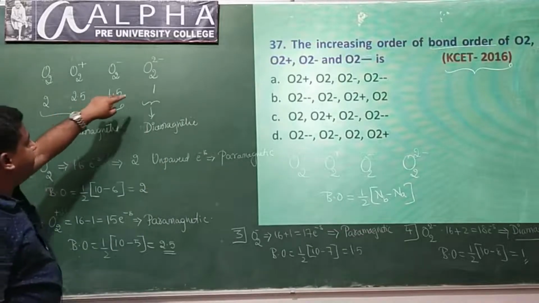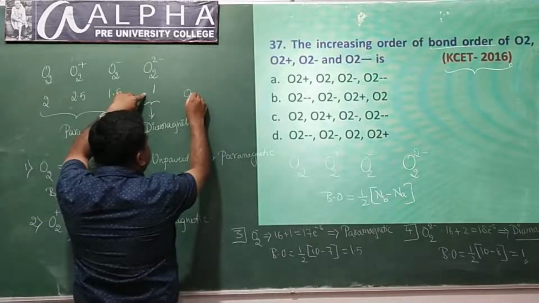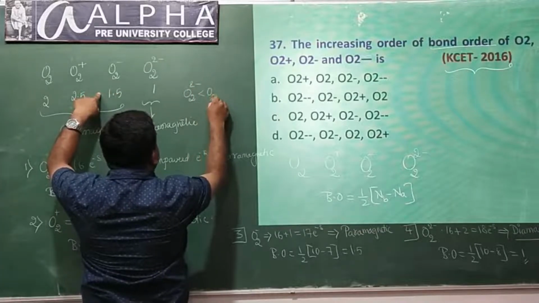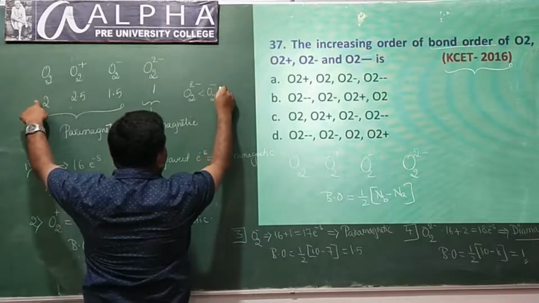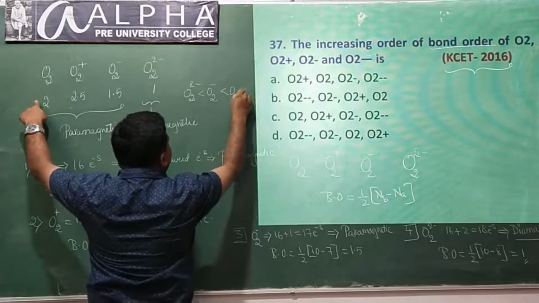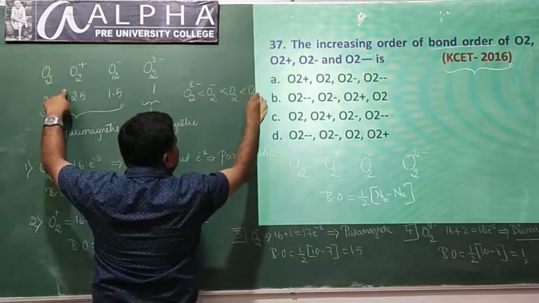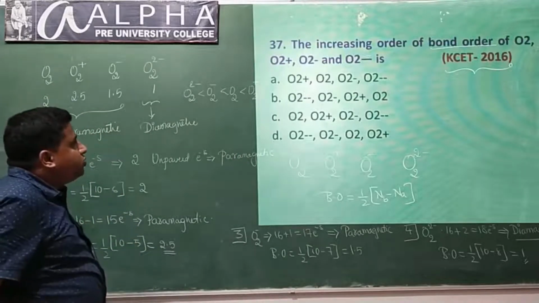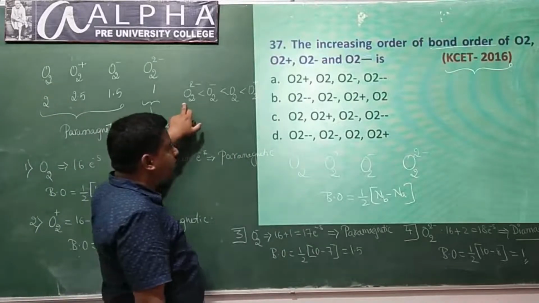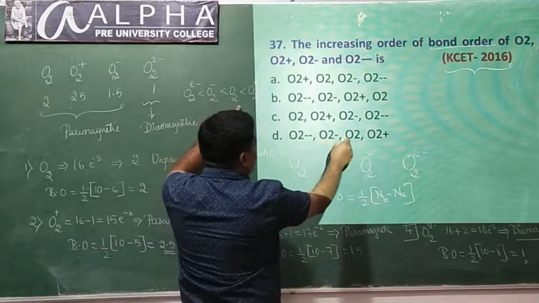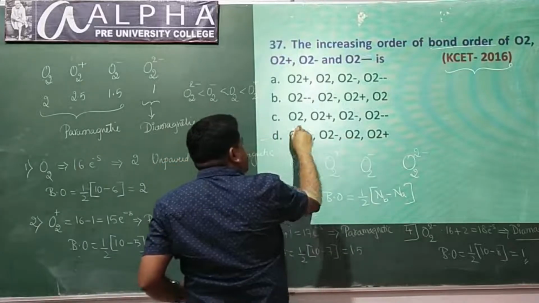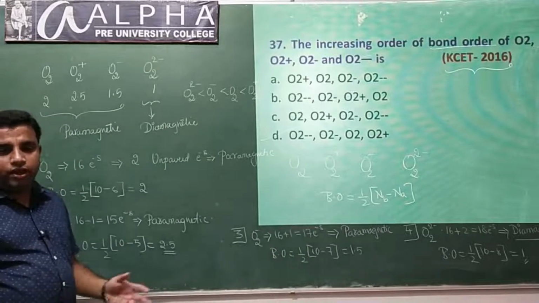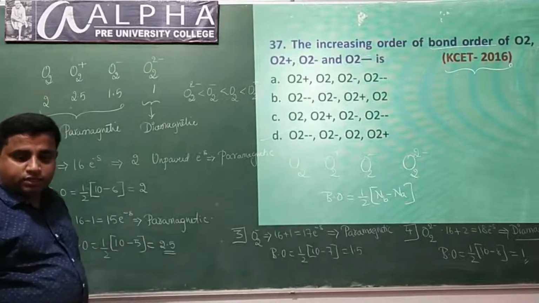So can you please arrange them in the increasing order of bond order? Which one has the least? O2 2 minus is least. Then comes O2 minus, then comes O2, and then O2 plus. So this is the increasing order of bond order. So what is the correct answer? O2 2 minus, O2 minus, O2 and O2 plus. Hence the correct answer is option D. Simple? That's great.